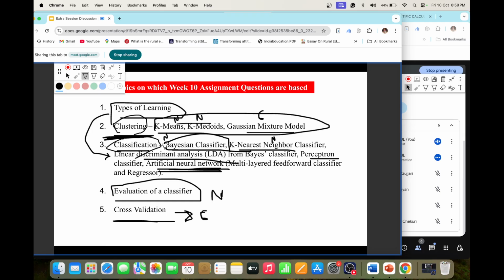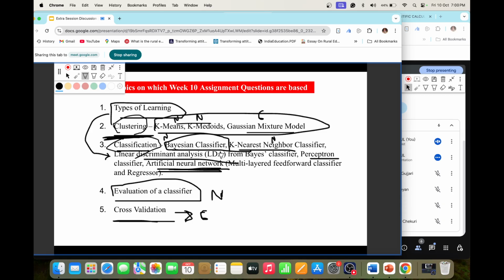And then classification, you have this Bayesian classifier, k nearest neighbor classifier, and all these classifiers. From this, the most important is the Bayesian classifier. Okay, so just go through it. One question in your whole exam you can easily expect from the Bayesian classifier or the Bayes theorem. Okay, so please go through it.